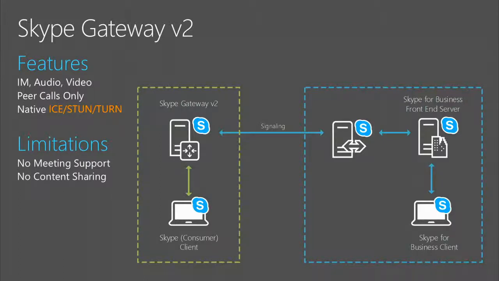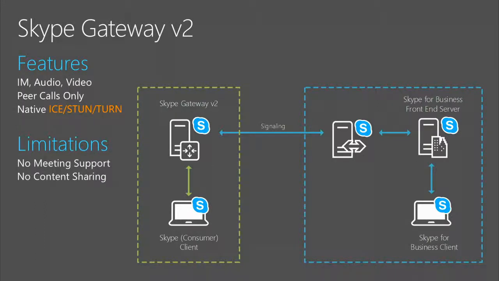So in this version 2 gateway, or this version 2 architecture, what they did is they updated the Skype gateway to look just like a Lync client, to speak like a Lync client. And in the meantime, previously, they had already started to put some of the capabilities of the different platforms in each other.